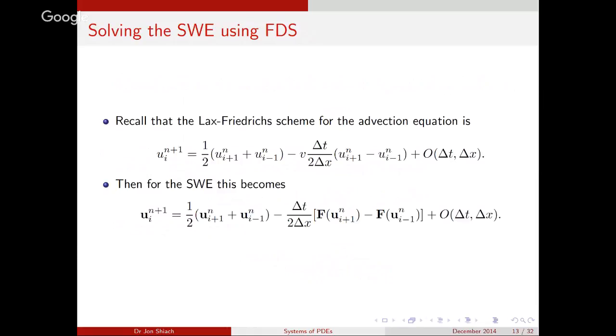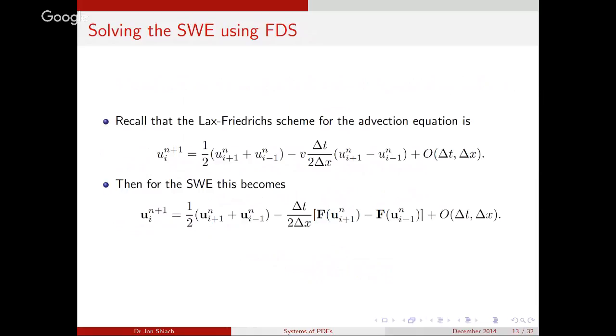Okay, so these are now vectors. They're not just single values, they're now vectors. And also, with the advection equation, we have the velocity, which was the same for all nodes, so we just had delta t over 2 delta x. But the flux in the shallow water equation includes the velocity. So we no longer have that v there. It's now actually included within the flux. So this is a scheme.